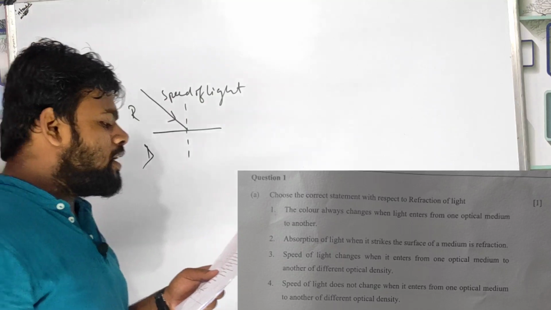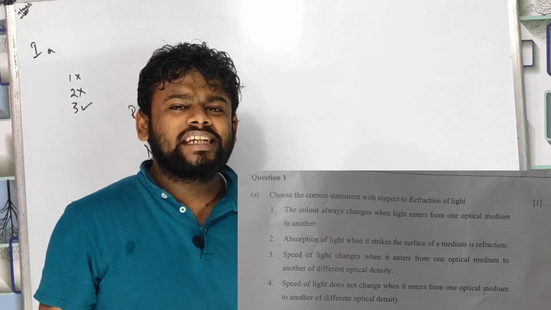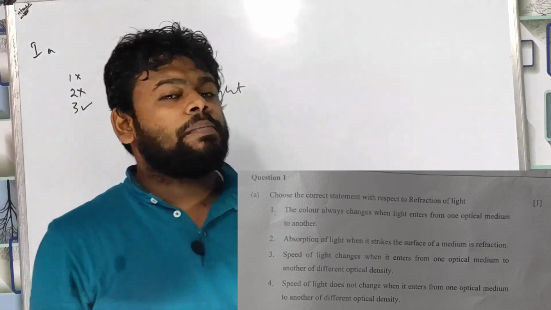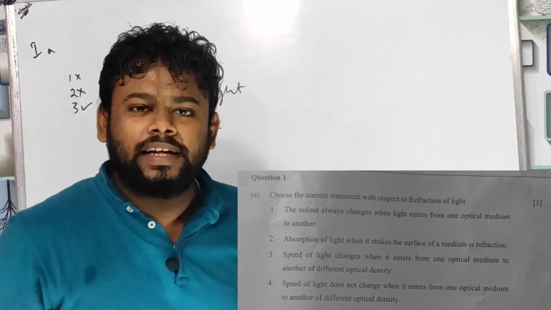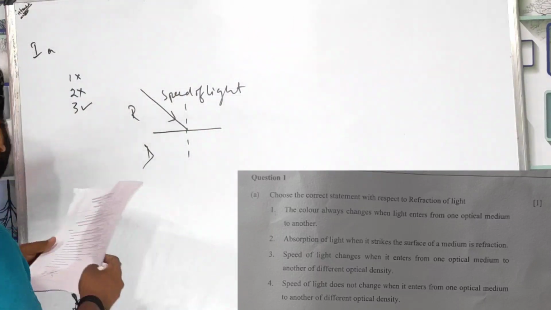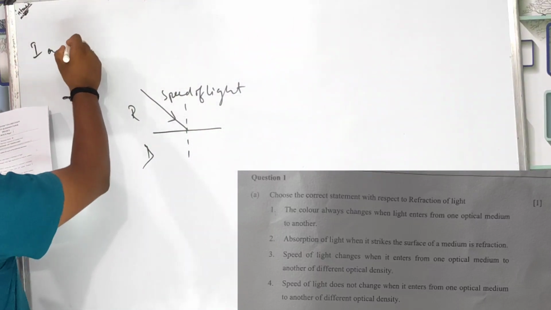Number 4, speed of the light does not change. Whether it is going from denser to rare or rare to denser, the speed of the light definitely will get changed. So here we concluded that the answer of number 1A will be 2.